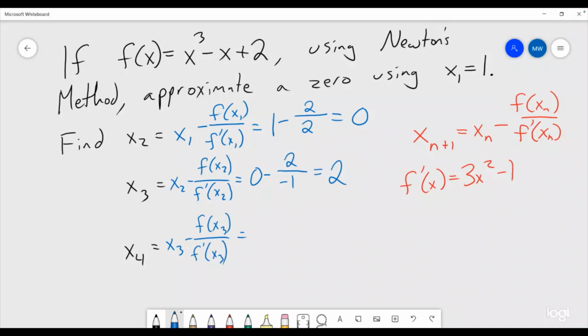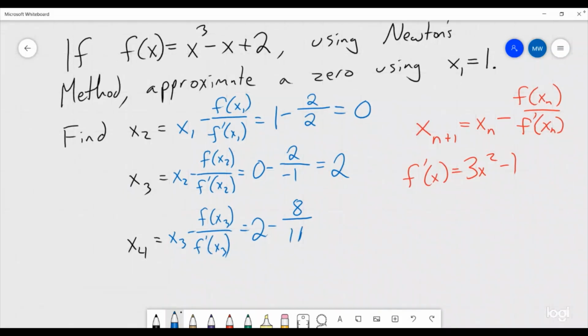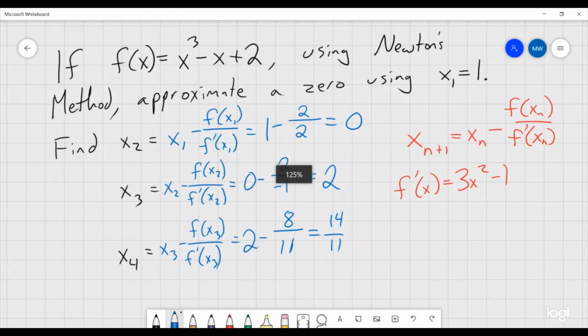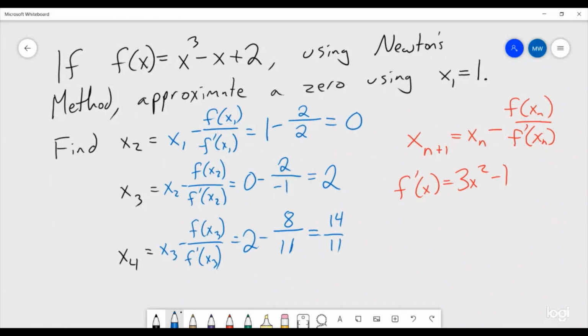So that's going to be 2 minus f of 2, that's going to be 8 minus 2 plus 2, 8, divided by f prime of 2, that's going to be 3 times 4 minus 1, so that's 11. So 2 minus 8 elevenths, 2 is 22 elevenths, 22 minus 8 is 14, so this is 14 elevenths. And we could continue this process, but the numbers would just get uglier. But that's how you would do Newton's method and approximating the 0 using x1 equals 1.